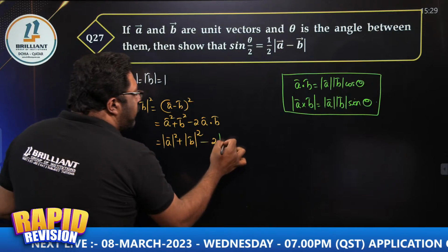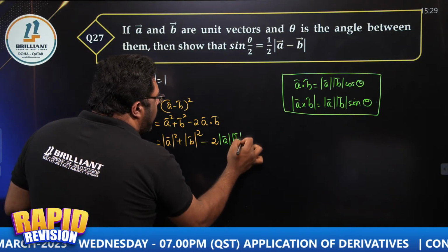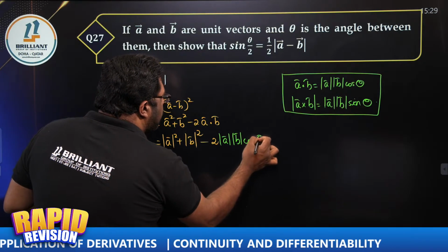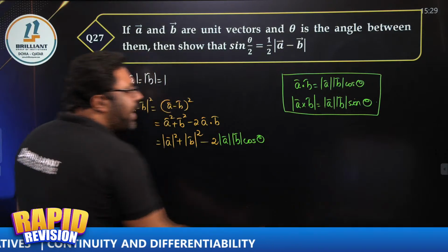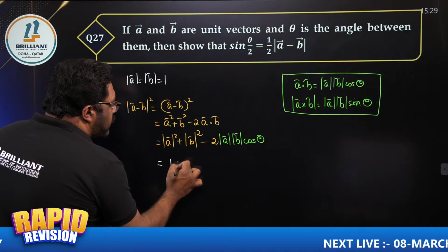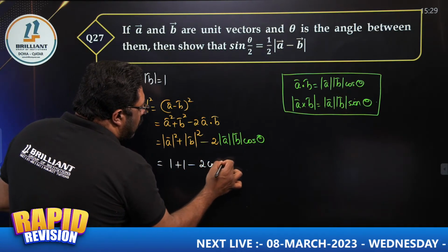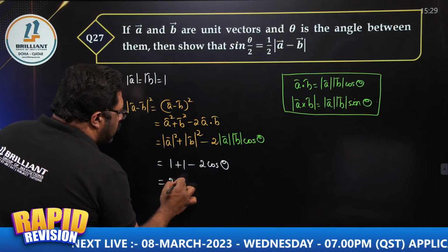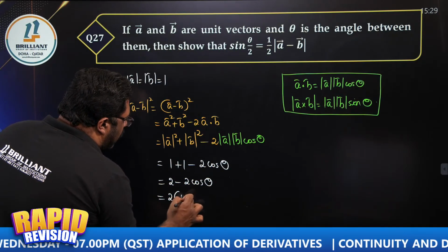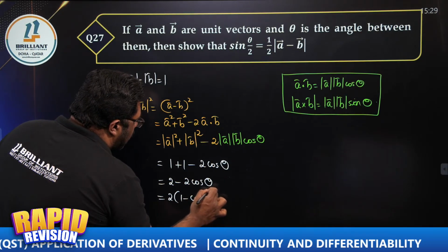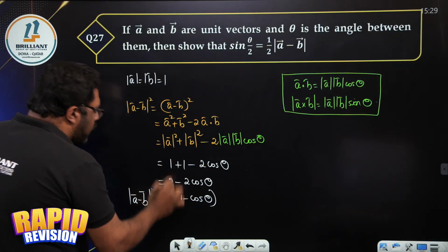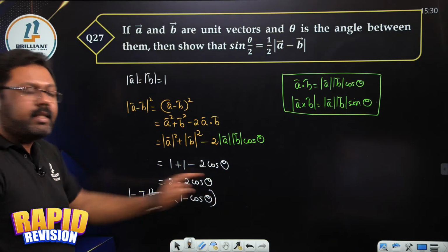So here this is going to be magnitude A, magnitude B, cos theta, my dears. A dot B, right? Cos theta. And we have magnitude of A and B as 1. So substitute 1 plus 1 minus 2 cos theta, which is 2 minus 2 cos theta, which is 2 into 1 minus cos theta. So magnitude of A minus B squared is 2 into 1 minus cos theta.